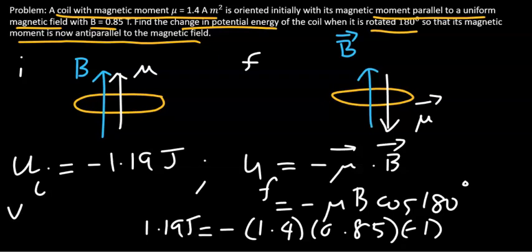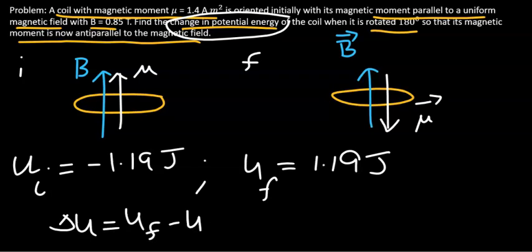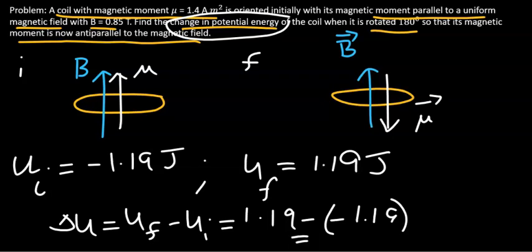So there we have it. The final magnetic potential energy is 1.19 joules. Since we are interested in the change in the potential energy, the change in potential energy is given by the final potential energy minus the initial potential energy. So 1.19 minus minus 1.19. And that's going to give you positive 2.38 joule for the answer. And that solves the problem.